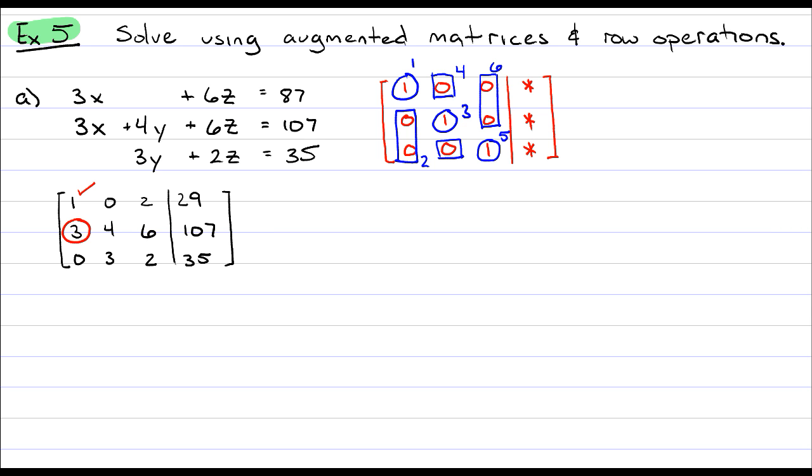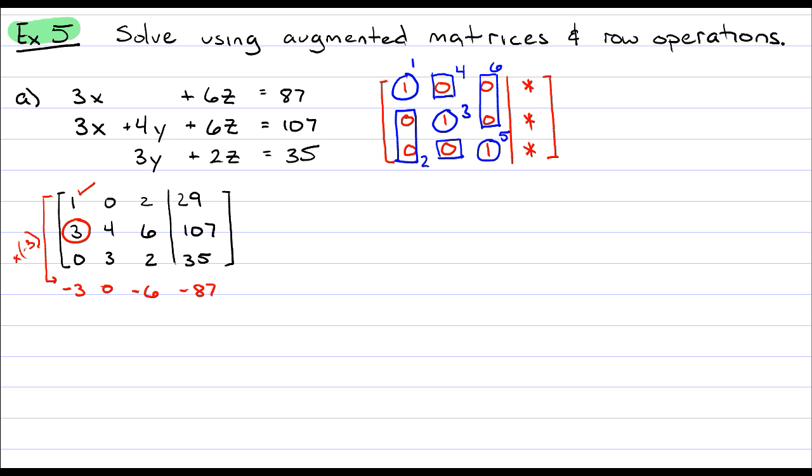I only have one non-zero entry in the first column, and that's a 3. Remember, I need to use the 1 in the first column to turn that 3 into a 0. So what I need to do is take the first row and multiply the entire first row by minus 3. If I do that, I end up with minus 3, 0, minus 6, and minus 87.